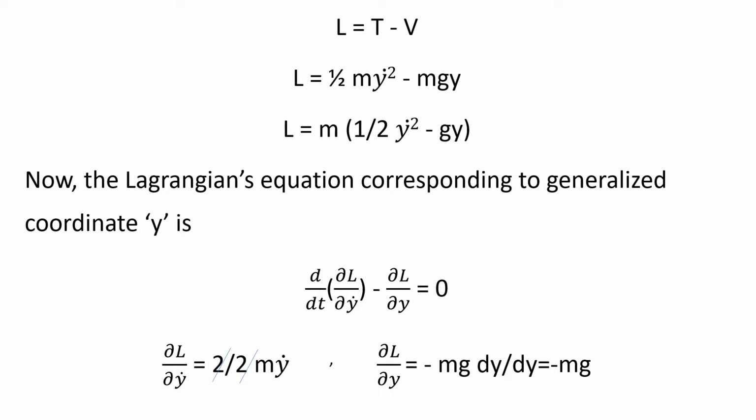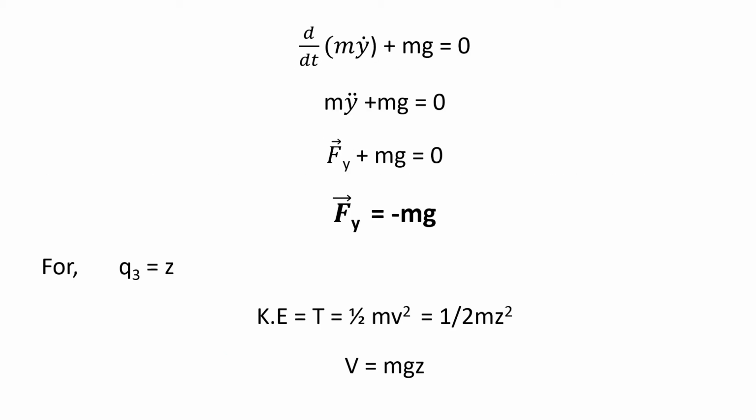We are going to substitute these values in the above Lagrange equation, d by dt into partial L over partial y dot minus partial L over partial y is equal to 0. So we have d by dt into m y dot plus mg is equal to 0, and m y double dot plus mg is equal to 0. We have Fy is equal to m y double dot, so Fy plus mg is equal to 0, so Fy is equal to minus mg. Now similarly we are going to do the same process, and you can do it easily.